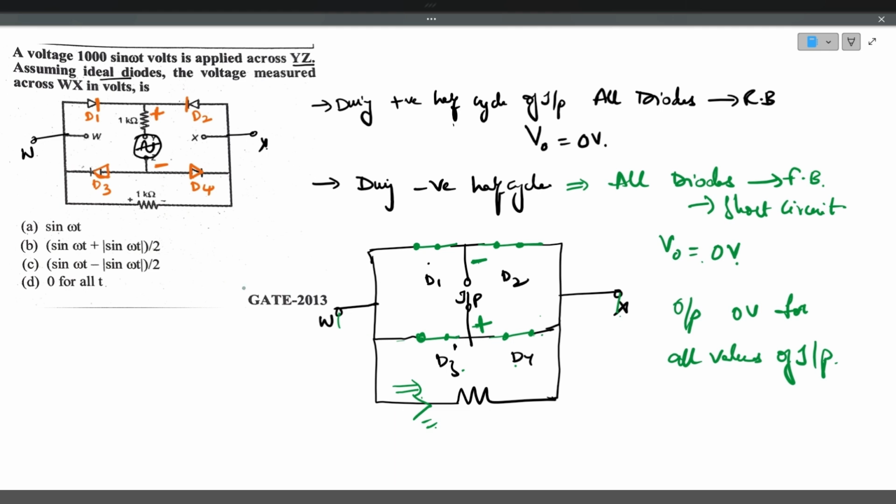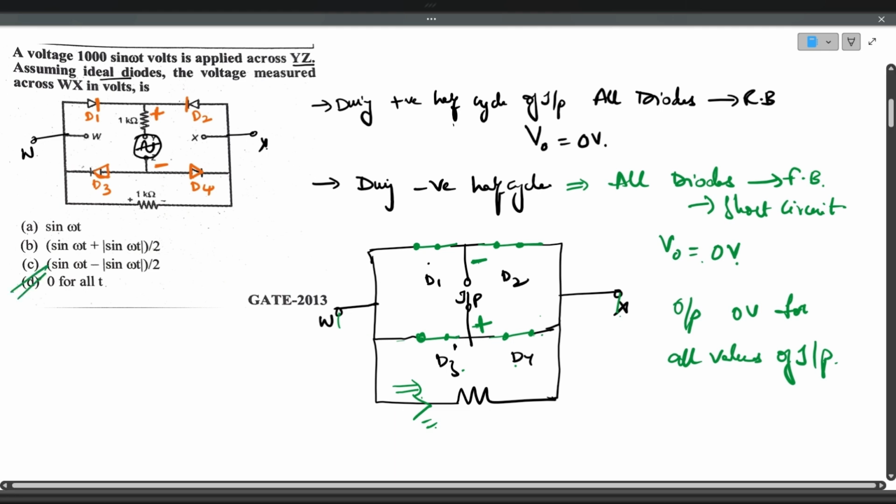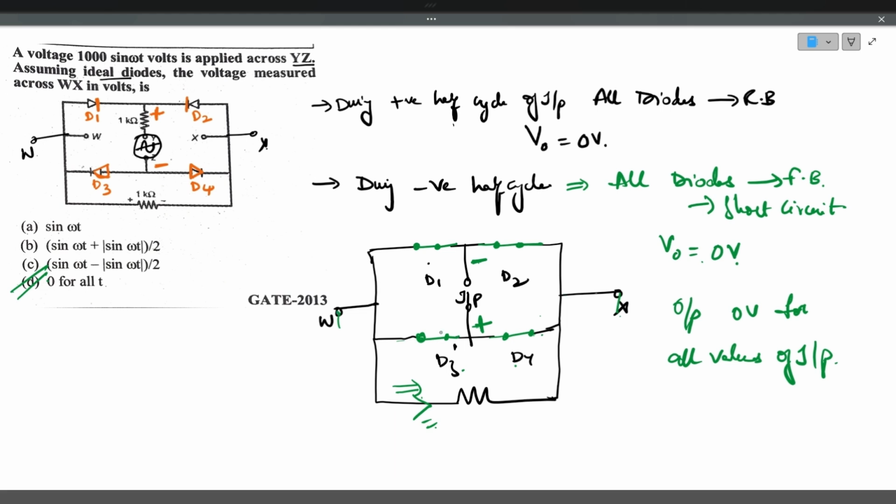Okay, the answer is option D. Here the output is 0 because W and X are collecting the voltage across this short circuit. So the voltage across the short circuit is 0 volts. So the answer is option D. We'll see the next question.